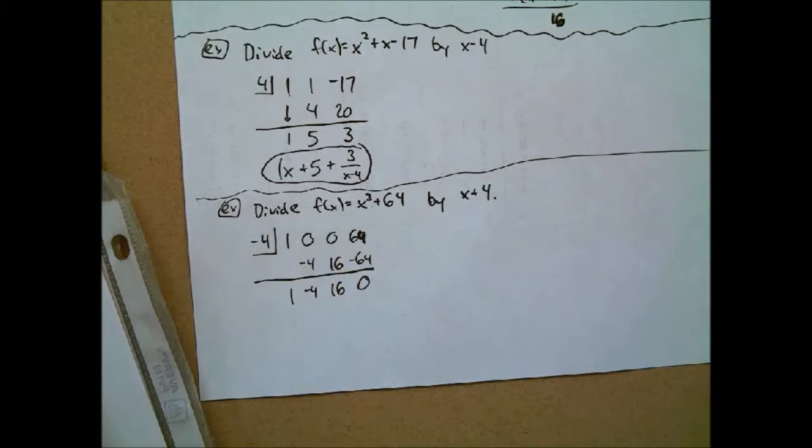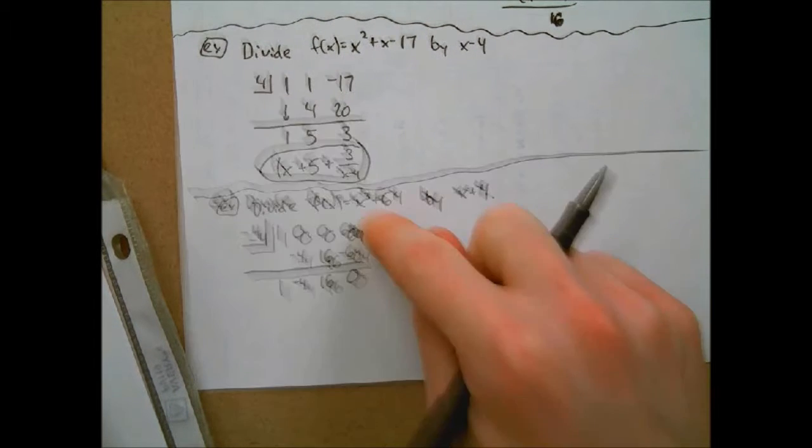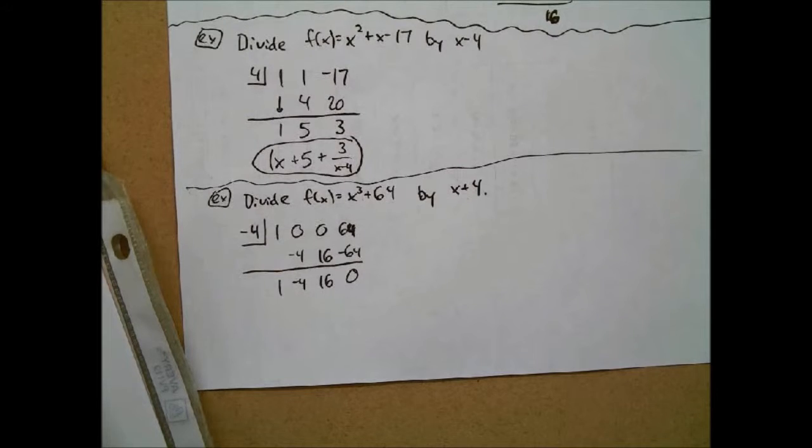Is x plus 4 a factor of x cubed plus 64? Yes. We have a remainder of 0. Okay. We knew that already, though, from our sum of cubes formula, right?